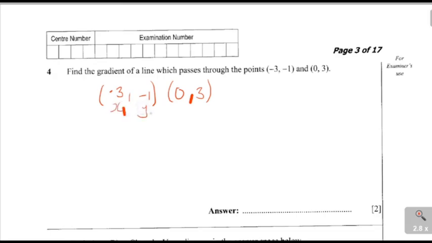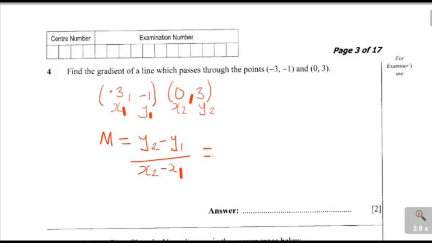That will be your x1 and this will be your y1. Then here we are going to have x2 and this will be your y2. So from here, come up with the formula for finding the gradient. The formula is to say m is equal to y2 minus y1 over x2 minus x1.